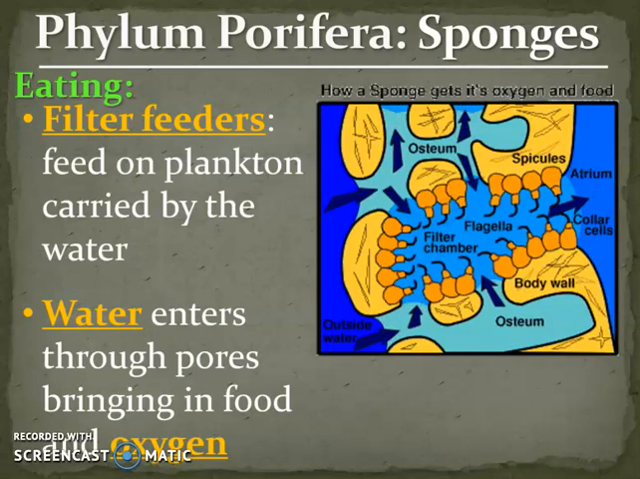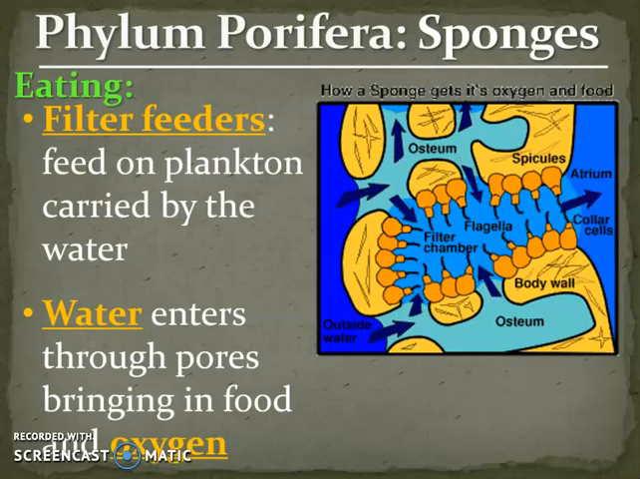So here's a nice little GIF showing how this happens. Starting on the left from outside in the ocean, the water goes in, it's moved by the flagella, food is absorbed, and then it leaves the collar cells and goes into the spongiocele, out the osculum.